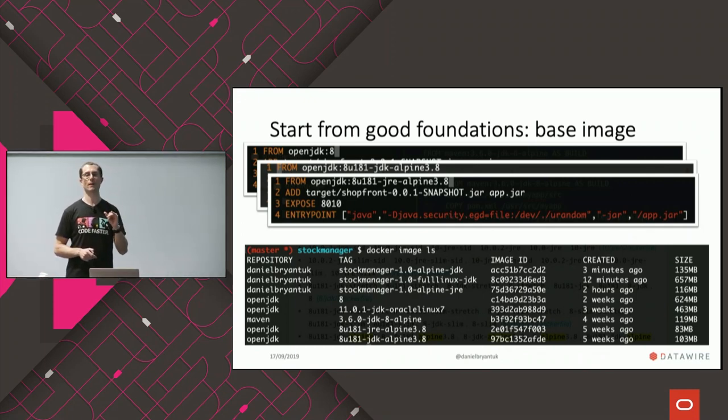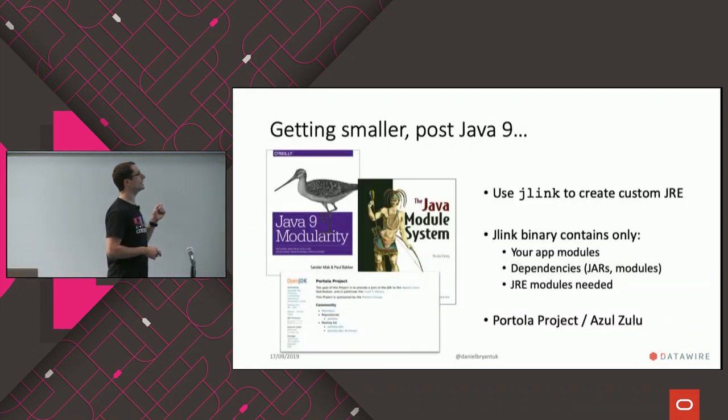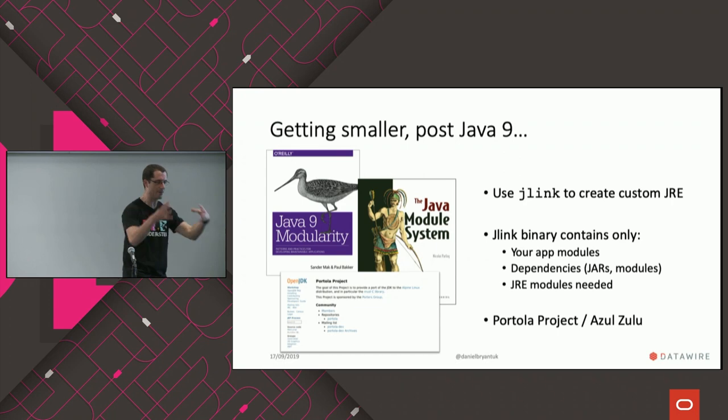The smallest I've seen it is about 40, 50 megs. Yeah, so you can get it down pretty small. This stuff is extra work. Post Java 9, you can use JLink to create custom binaries, effectively native binaries, where it compiles everything into the artifact and you don't even need a JRE on the machine because it's all there.